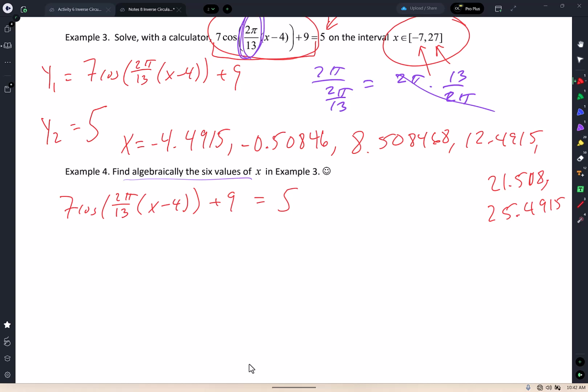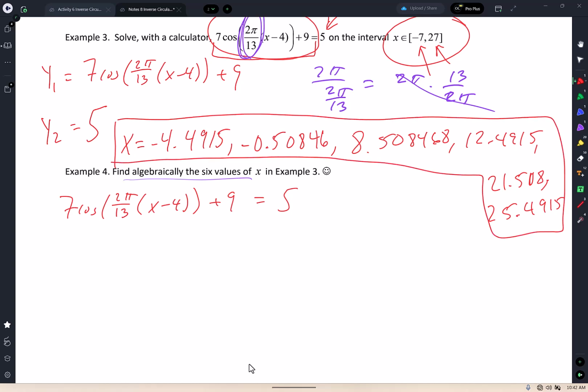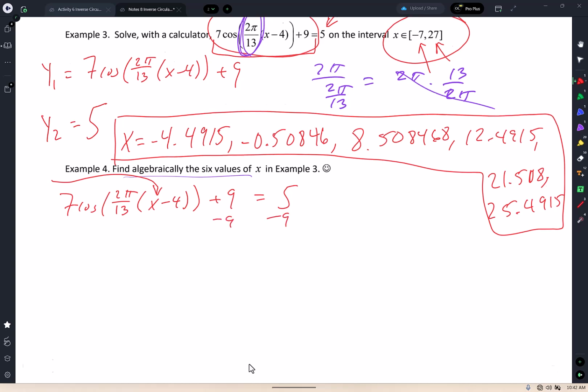All right. What are you going to do? What is your task? To solve for what? I need to solve for what variable here? X. So what is my first move? Subtract 9. Yeah. Minus 9, minus 9. Does everyone agree that that's the first move?